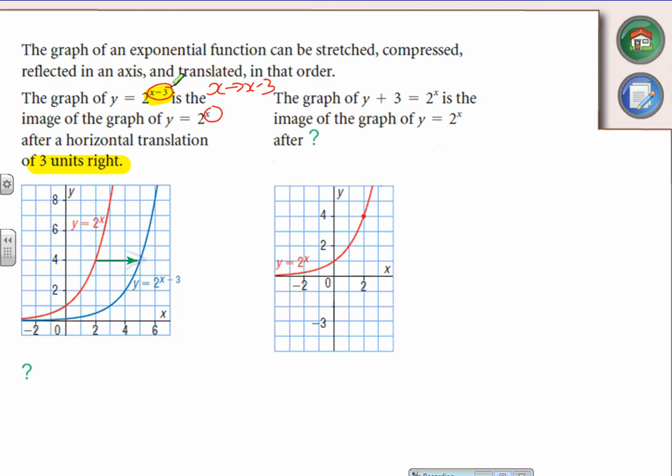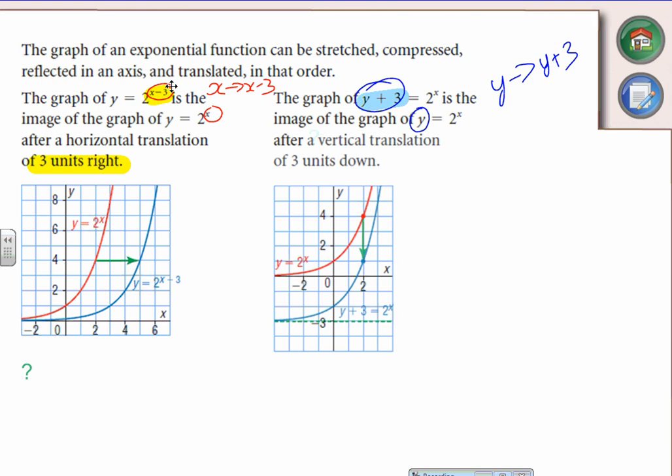Same thing if we go on into our vertical. So in this case, we're taking our y and replacing it with y plus 3. And 100% of the time, if you replace y with y plus 3 in any equation, you've got a vertical translation this time, 3 units down. And you can see that happening in the graph. Notice that everything is moving down, including that asymptote line right there.